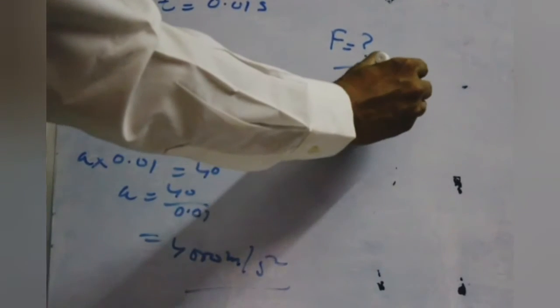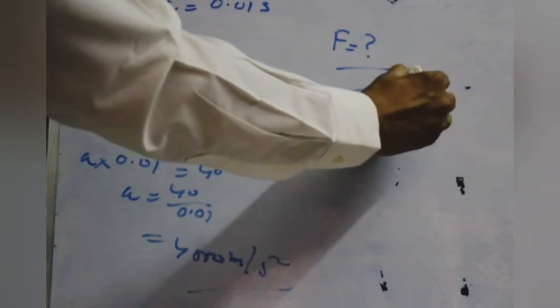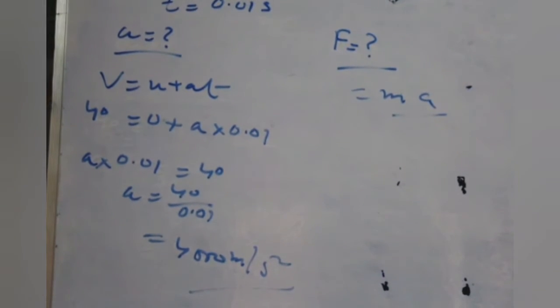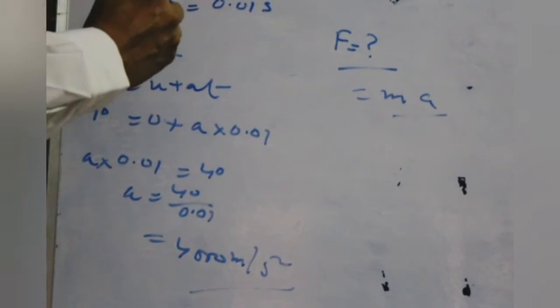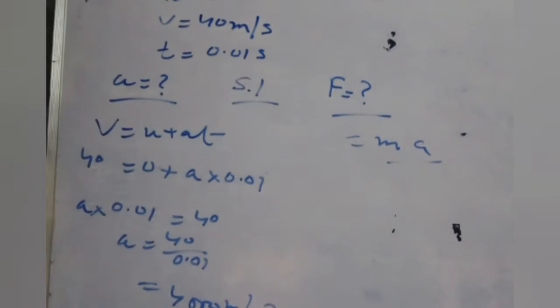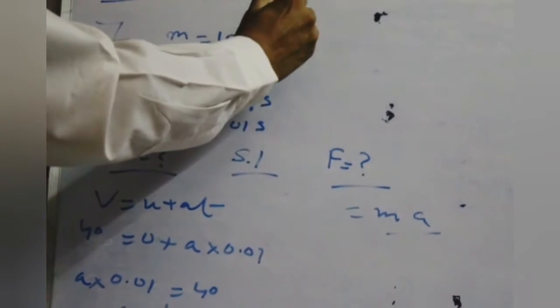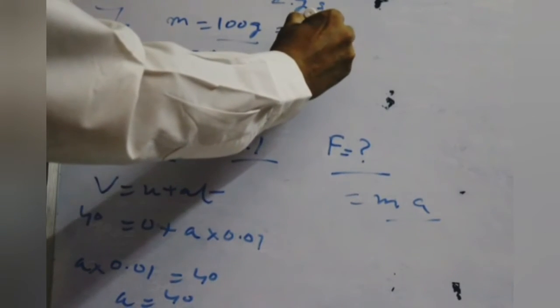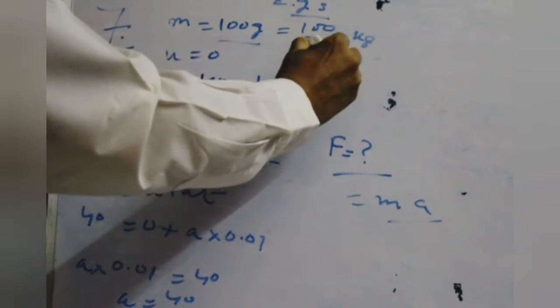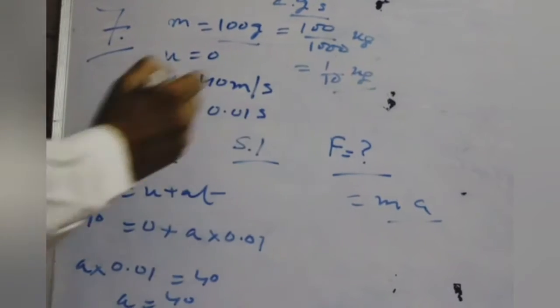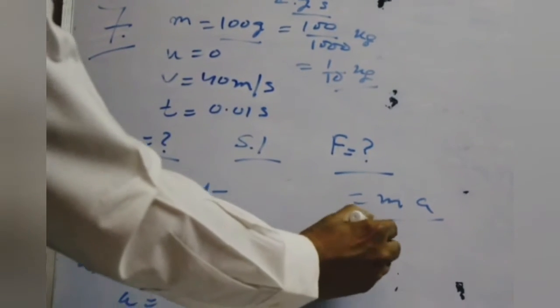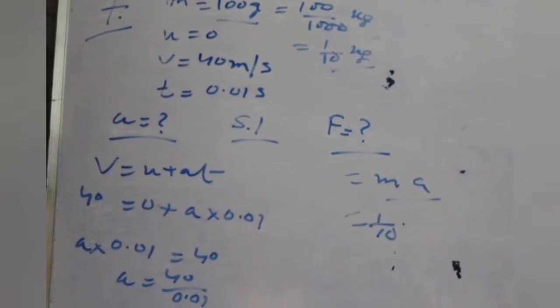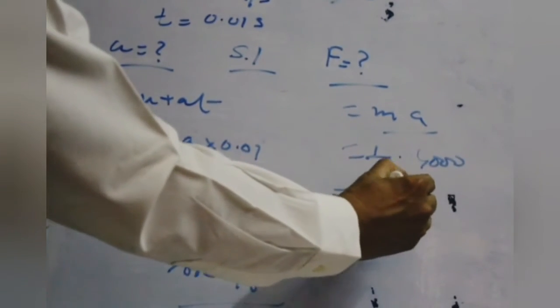Now what is F? F is product of mass and acceleration, that means m into a. Now here we are doing the sum and all the units are in SI, only this is CGS, so we have to convert this unit. 100 divided by 1000 kg, that means equal to 1 by 10 kg. So F will be equal to 1 by 10 multiplied by 4000, that means 400 Newton.